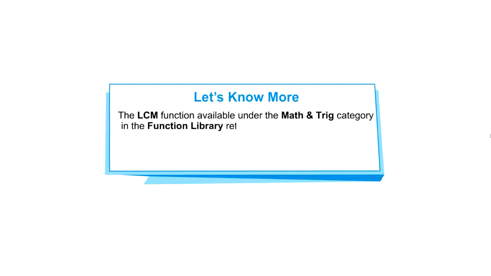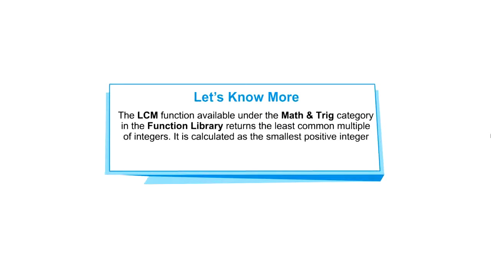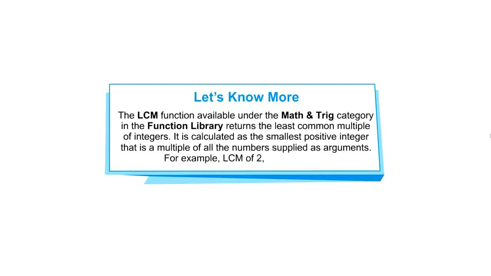Students, let's know more. The LCM function, available under the Math and Trig category in the function library, returns the least common multiple of integers. It is calculated as the smallest positive integer that is a multiple of all the numbers supplied as arguments. For example, LCM of 2, 3 and 4 is 12.